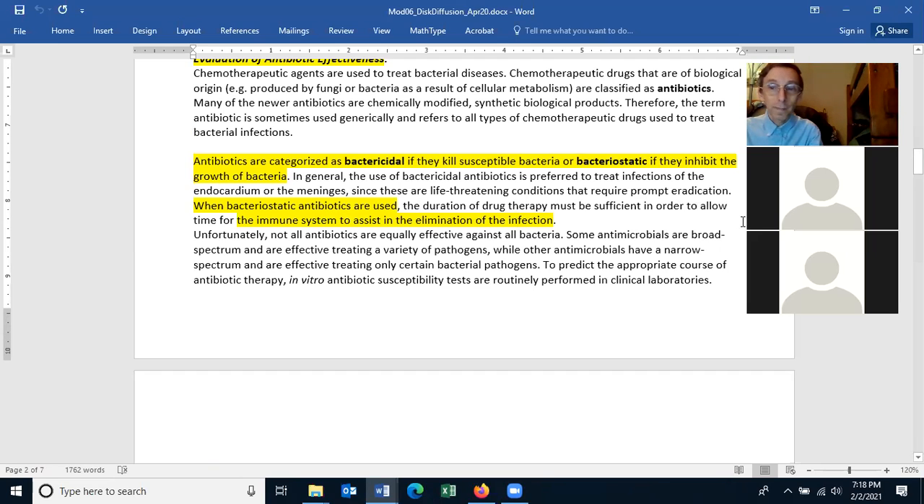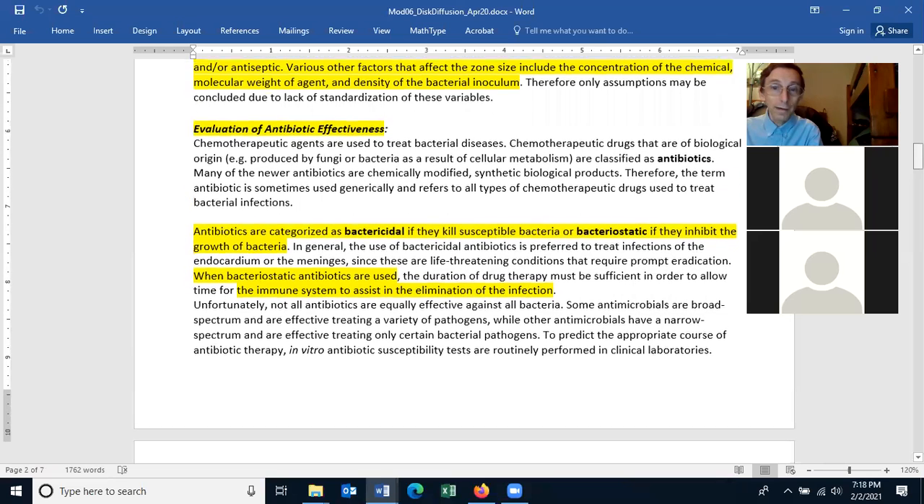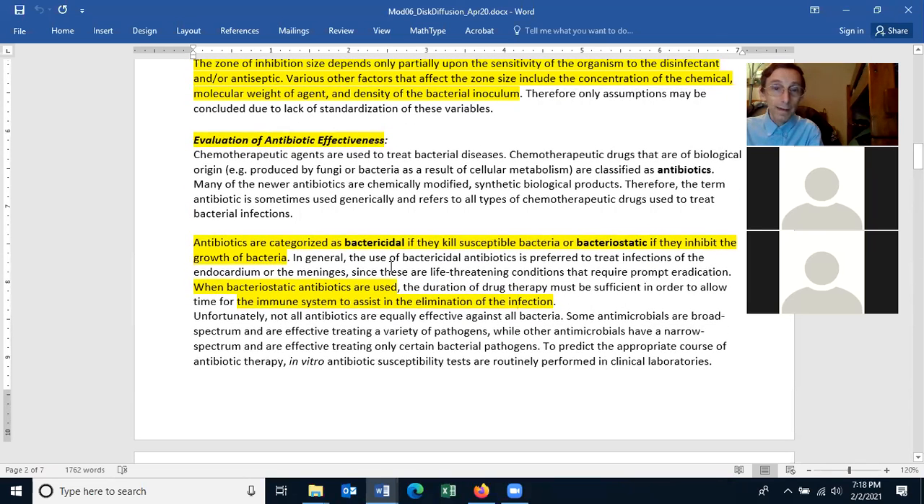When you look at a zone of inhibition, how can you determine whether it is bactericidal or whether the zone of inhibition is bacteriostatic on an agar plate?